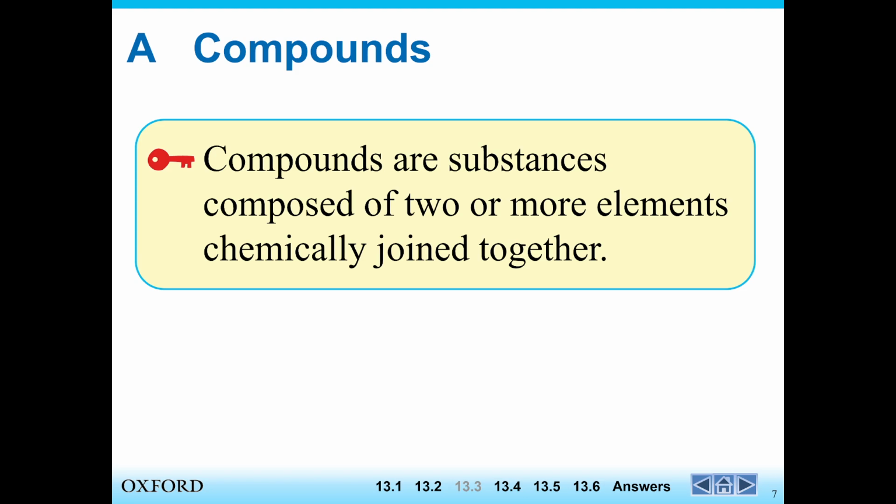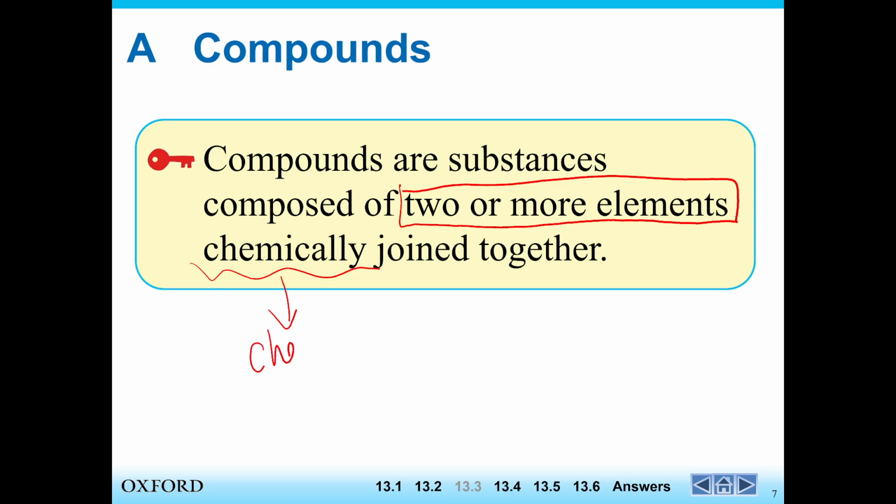So compounds are substances composed of two or more elements that are chemically combined together. Chemically. I'll write it once more for you. That means they've undergone a chemical reaction. And how do you know a chemical reaction has occurred? Basically, when you form a new substance.